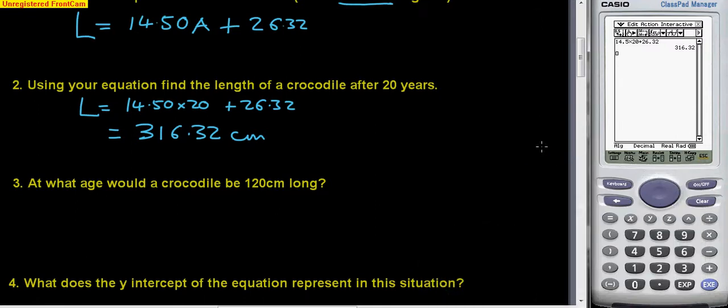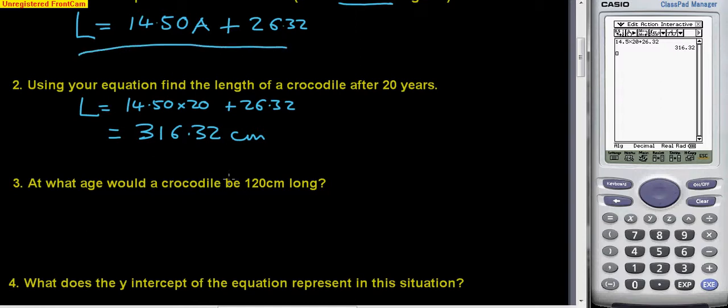Hello again. This is the second part of the linear regression question. We're on to number 3. At what age would a crocodile be 120 centimeters long? Again, we're using the equation that we've got, and that's that one up there.